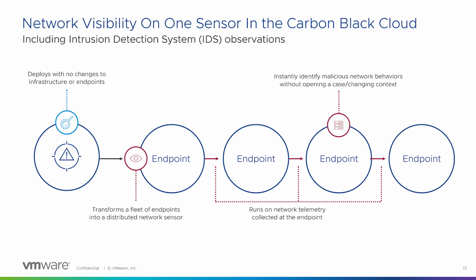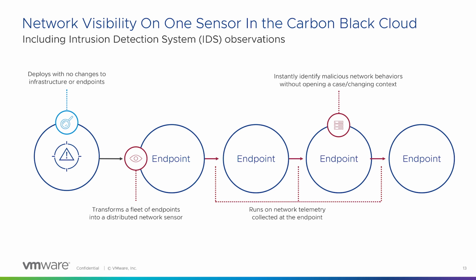Those of you already familiar with Carbon Black know it's just one single agent to deploy out to those endpoints. So it's still that single agent that's now going to give you additional telemetry about the networking activities going on on your endpoints. It's going to transform your fleet of endpoints into distributed network sensors, and network telemetry is collected on the endpoints, helping to instantly identify malicious network behaviors that otherwise would have been missed if you were just relying on a traditional EDR tool.